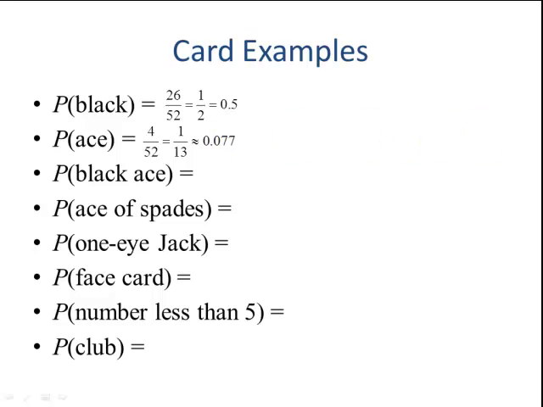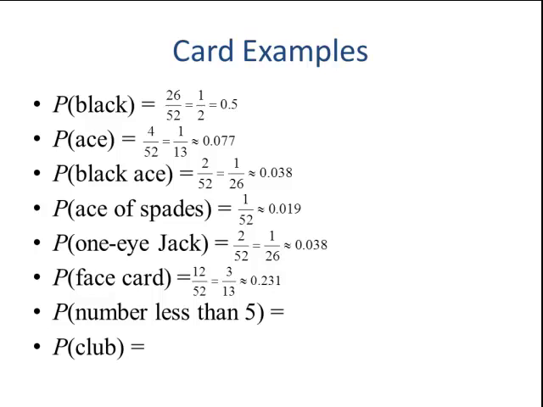The probability of a black ace, that can happen 2 ways: ace of spades and ace of clubs. So that reduces to 1 out of 26. Ace of spades, there's only 1 ace of spades, so that's 1 out of 52. One-eyed jack, there's 2, so that's 2 out of 52. Face card is a jack, queen, or king, and each suit has 3, so 3 times 4 suits is 12. 12 out of 52, which reduces to 3 out of 13.